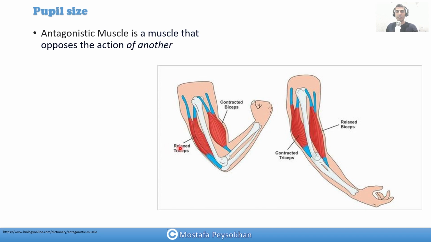So for example, look at our arms. When the triceps is relaxed, the biceps is contracted and we can move our hand like this. When the triceps is contracted, the biceps is relaxed. So these two kinds of muscles work like this. You cannot have a situation where both of them are contracted. You're going to put too much pressure on yourself.